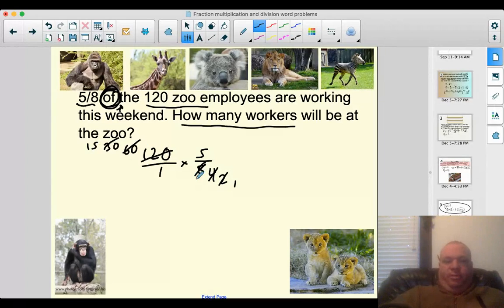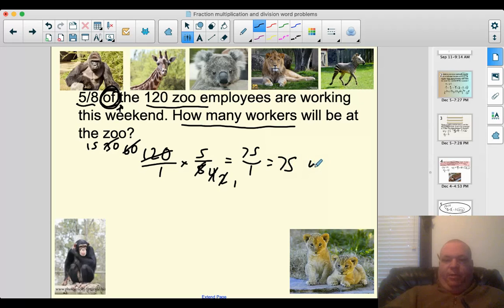So it might take you multiple steps. If you can't see the biggest number you can divide out, that's fine. Just like with reducing fractions, you just need to make sure you go until you can't go anymore. I have ones left on the bottom, so I know I can't. There's nothing else I can divide out. That also tells me my answer is going to be a whole number. So 15 times 5 is 75 over 1, which is 75.